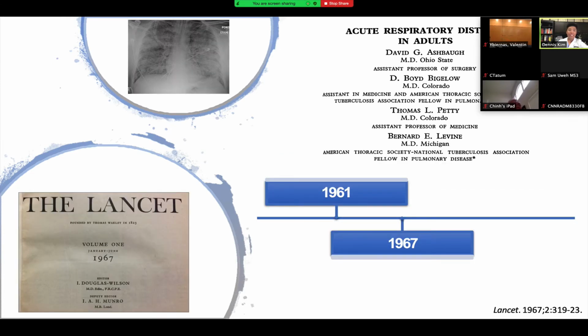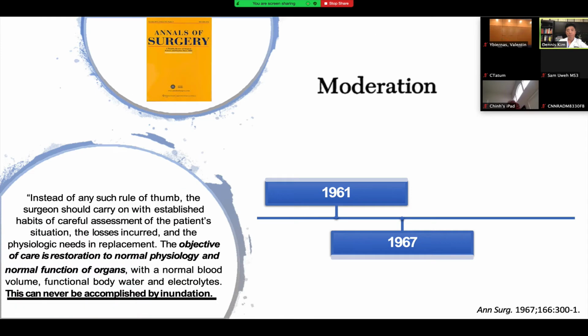And then in 1967, this case series out of Colorado really first described what was then known as the acute respiratory distress syndrome, or Da Nang Lung. And we started to realize just within the first 5 or 6 years of that original publication that, hey, overzealous fluid administration may not be a good thing. And in fact, several of the patients in this case series developed iatrogenic ARDS as a result of fluids.